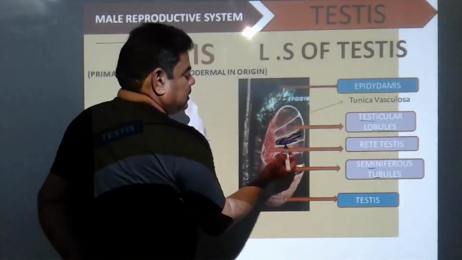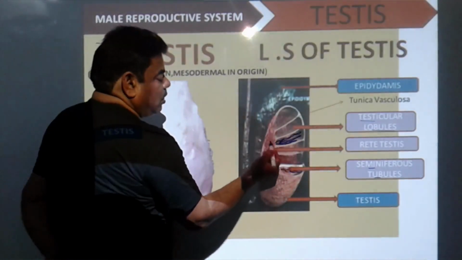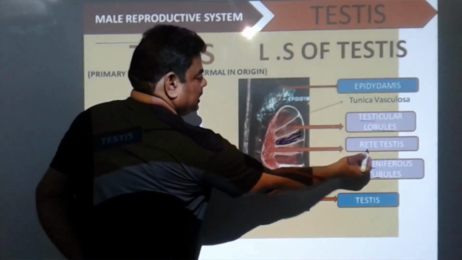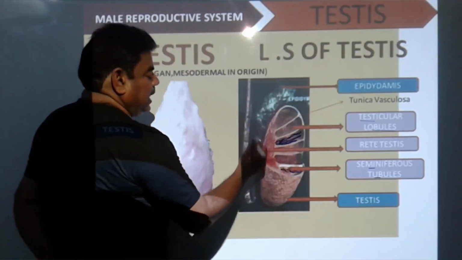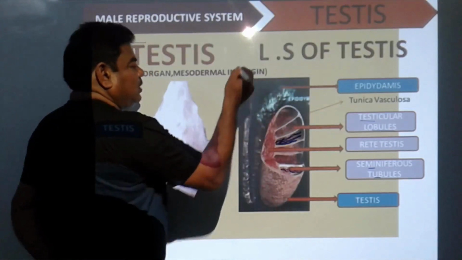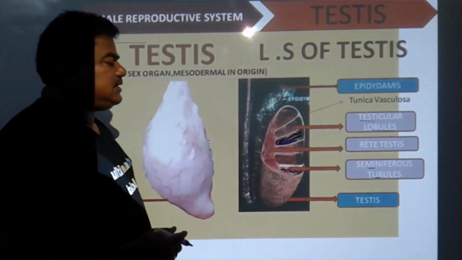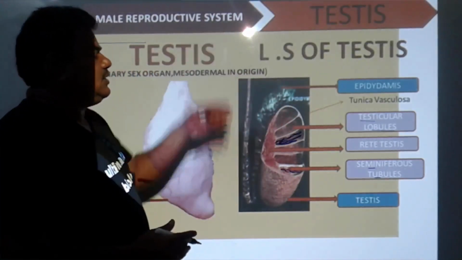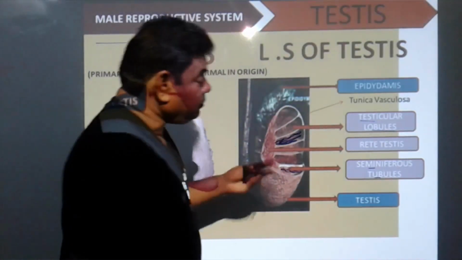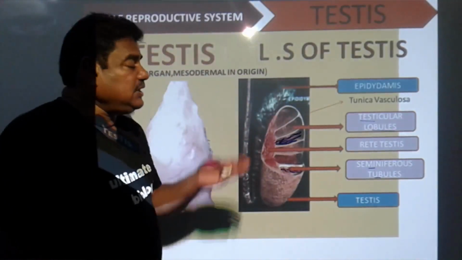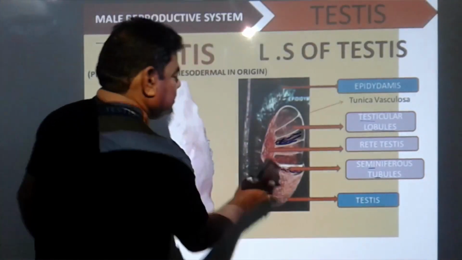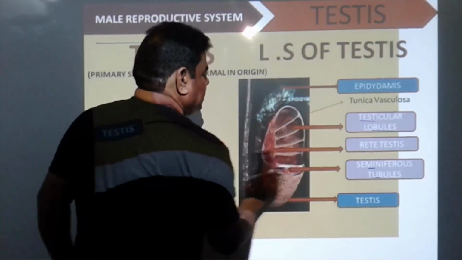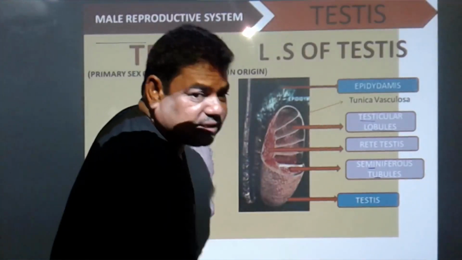All these seminiferous tubules then come out and form a structure we call the rete testis. From the rete testis it comes into the epididymis and forms a common duct, which we call the vas deferens. That is the T.S. of testis. Now we will see the details of the T.S. of testis, its layers, and what is in it, in the next slide.